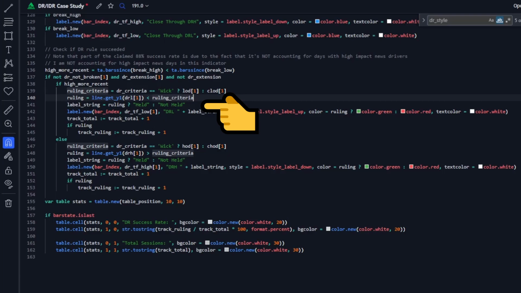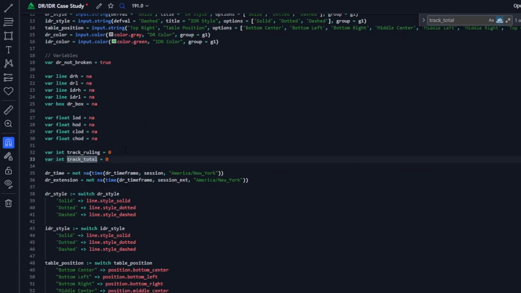And here I'm just assigning the label string to say whether the DR low was held or not held. If the ruling was true, then we can say that the DR low held. If not, then the label will say DR low not held. And I'm going to track that in our track total variable, where if you remember where it was defined previously, was this var int track total.